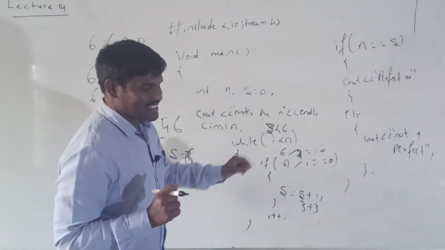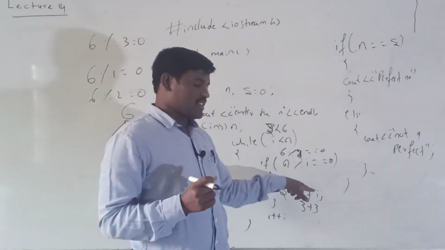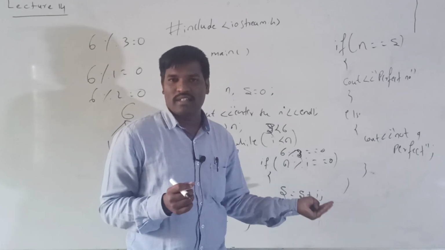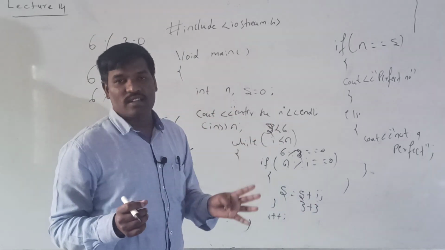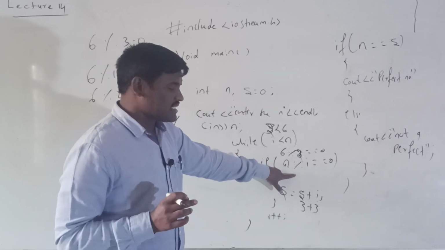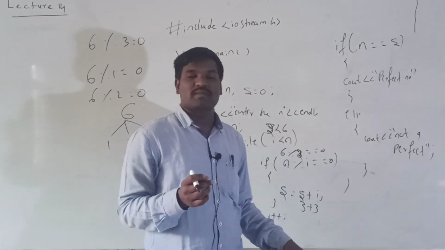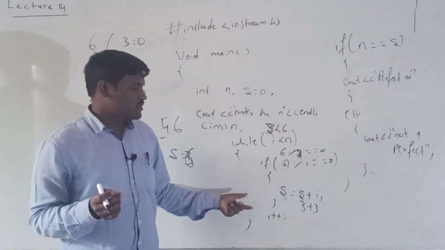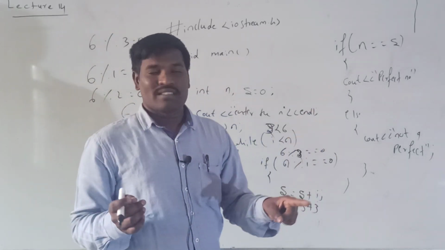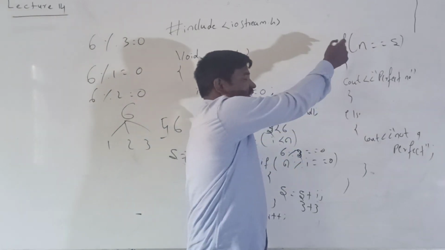So 1 is less than 6, again condition is true. So 6 mod 1 is 0, so 1 is added to sum. Again i will be incremented. This process will repeat up to 5. If the condition is true, then it will add the numbers. If the condition is false means directly it will increment. So after the i value becomes 6, 6 is less than 6, the condition becomes false. Finally it will check the condition.